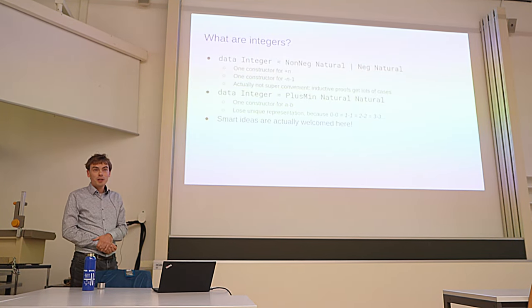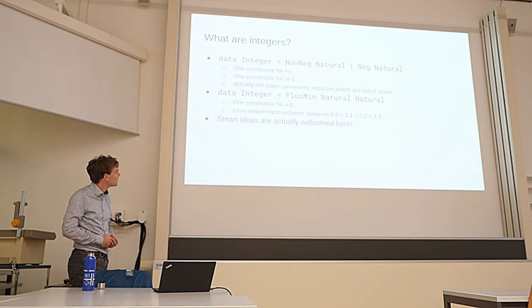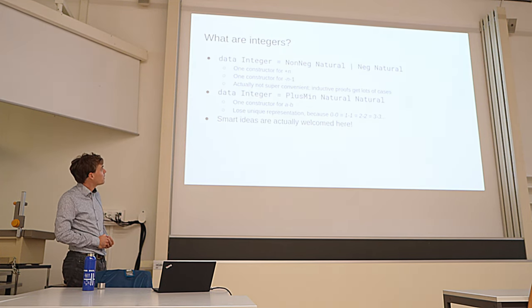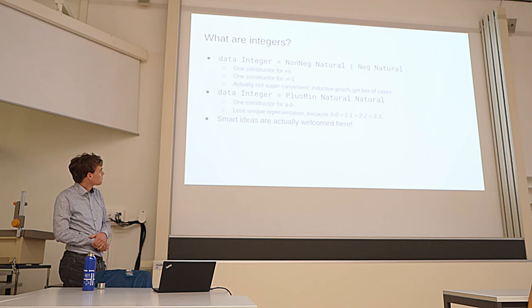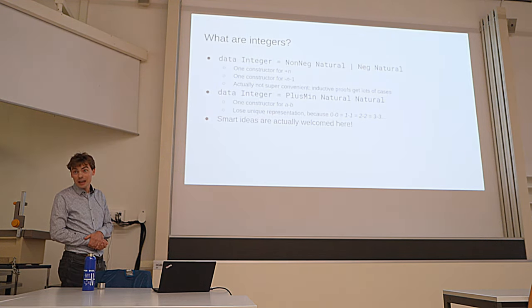Then there's the integers, and you can say, well, you just take the natural numbers and add negatives. But how do you actually do that if you want to do it neatly in something like Haskell? A straightforward way is to say we have either a non-negative natural or a negative natural, right? One corresponding to plus of some natural number, and one corresponding to minus 1 minus n of some natural number. This way you don't get two zeros, because I added the minus 1 in my interpretation. Otherwise, you could end up having two zeros.